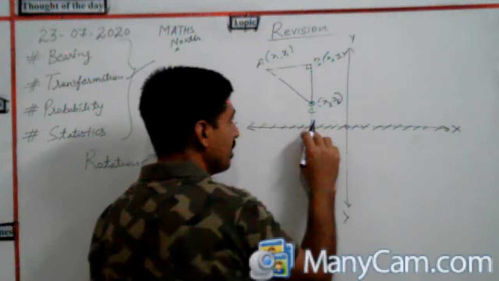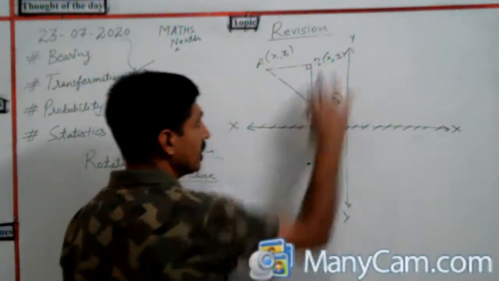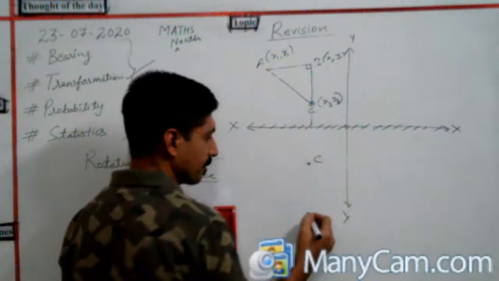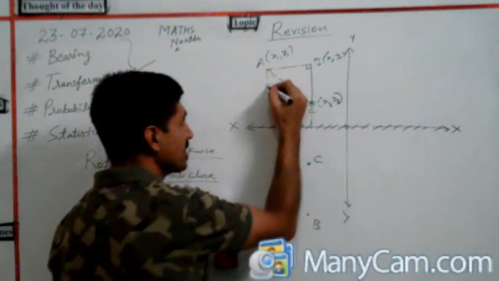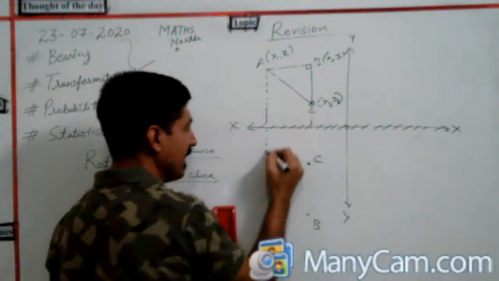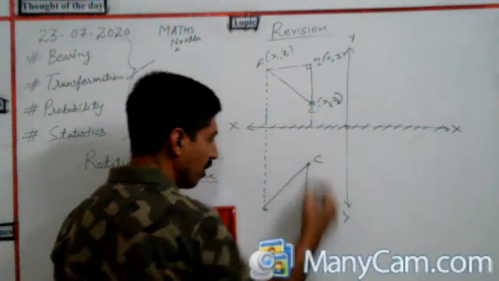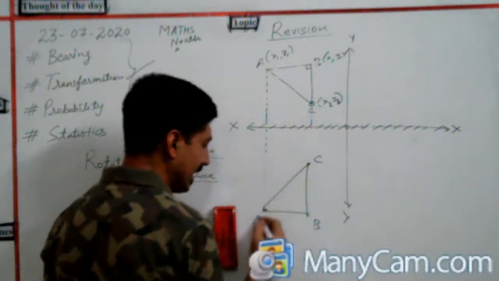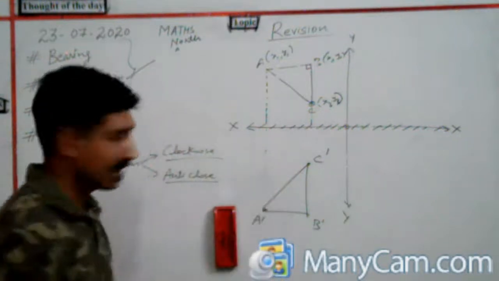Here, same distance, but the B point will come here, same distance here, and the C point, the distance of the A point, same A point will go here. This is the reflection: this is A dash, B dash, C dash, right?